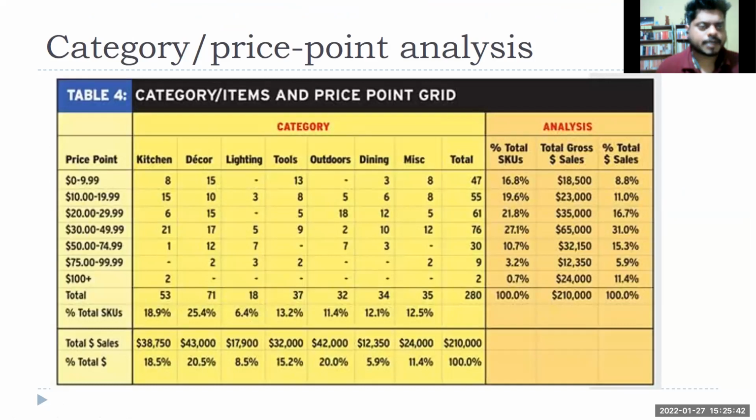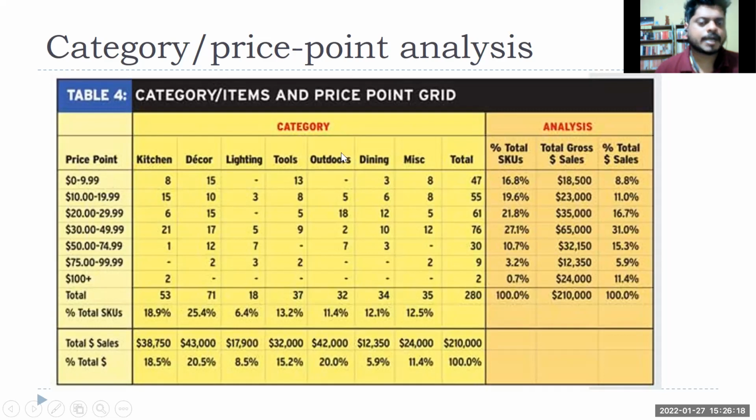Then category price point analysis. Today's assignment is basically this: how to conduct a category price point analysis. Let's say whichever store they're selling, like Reliance Retail or Big Bazaar, they're selling different items, right? These are different categories. Under, let's say, the kitchen category, there are different price points and different items. Obviously there will be nothing at $0, but less than, let's say, $10, there are 8 kitchen items.